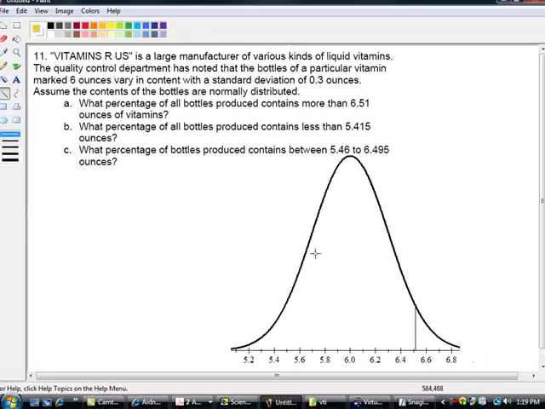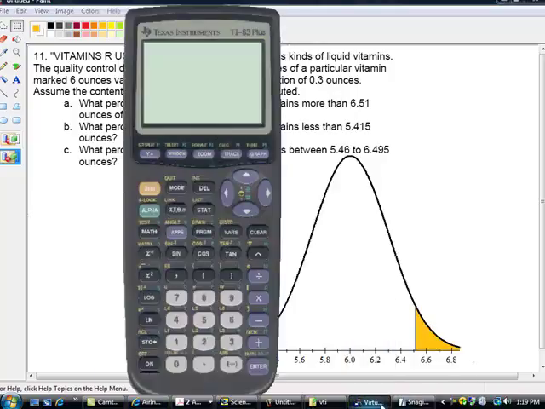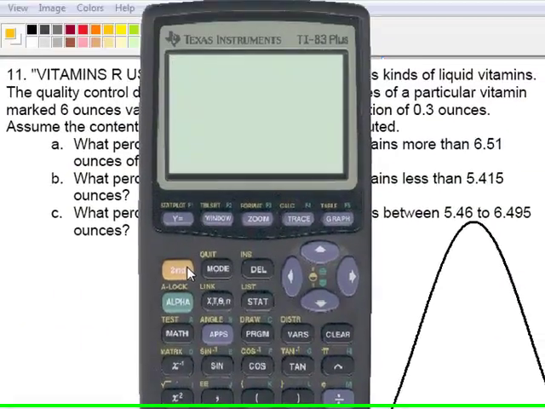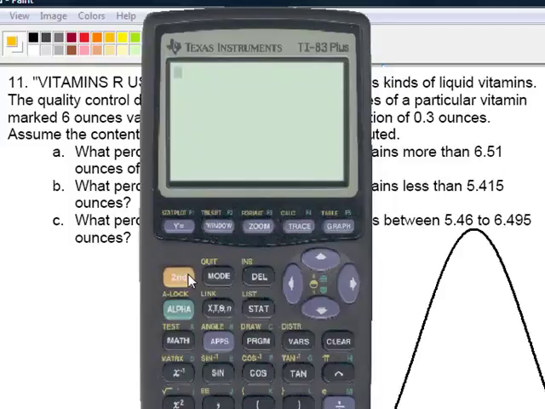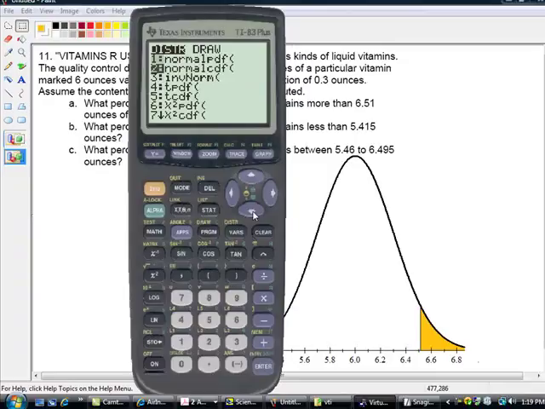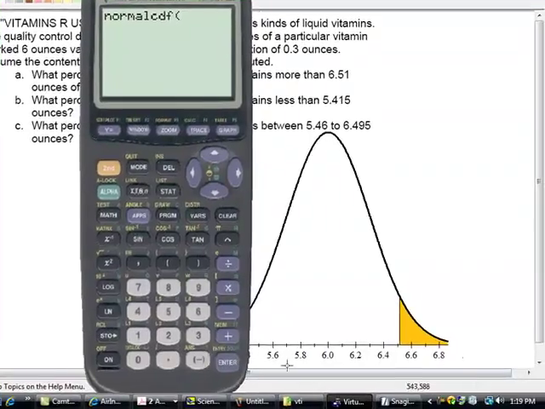So that means we want this area. Now how do we get this area? We get it by turning the calculator on, clearing it, and then going to second vars, which is distributions. Now which option do I select? Inverse norm or normal CDF? Number 2, normalcdf. Here we go.